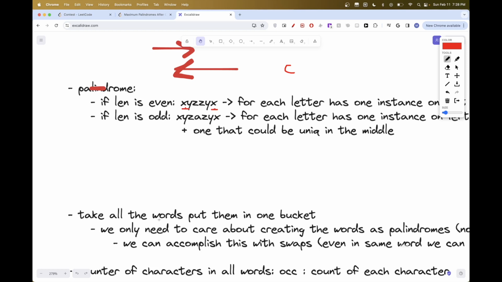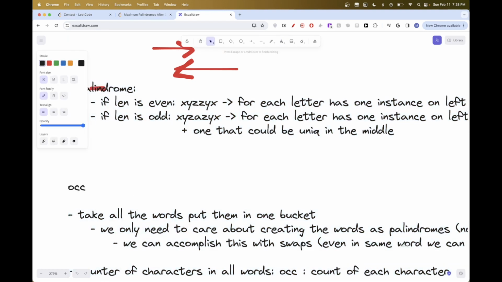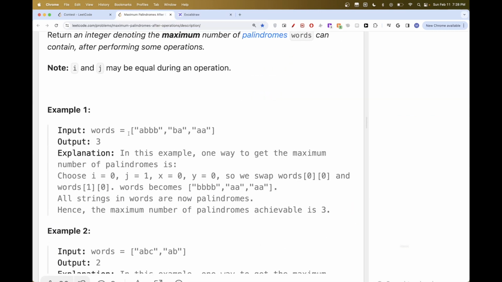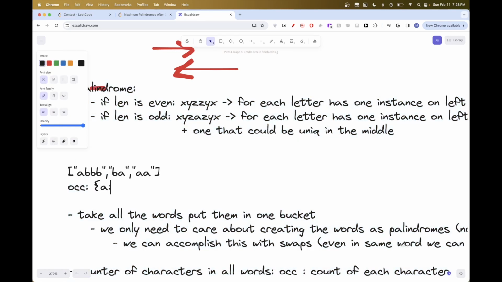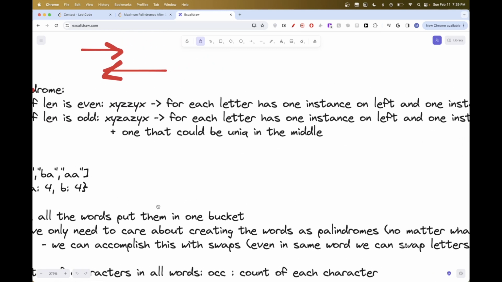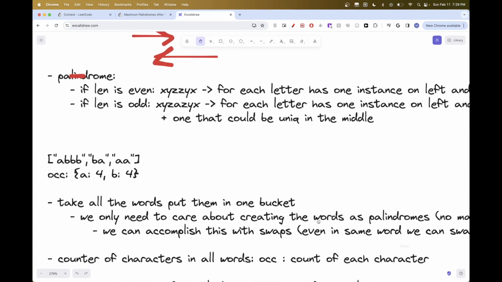So we can take the words and put them into a counter. Let's say we take this one here. What we need to do is create a counter. A occurred 1, 2, 3, 4 times. B also 4 times. Once we do that, we only need to care about how many palindromes we can get.